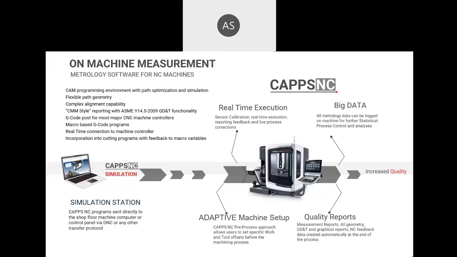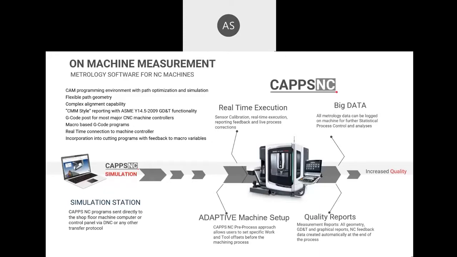Okay. Because it's a metrology software, our software is based off of DMIS code. If you're not familiar, DMIS is to CMMs what G-code is to CNC machines. And once again, because we have worked in that environment for over 30 years, we stayed in that environment. However, we have created our own G-code posts for most major CNC machine controllers.